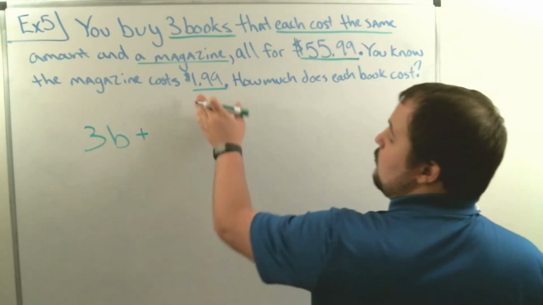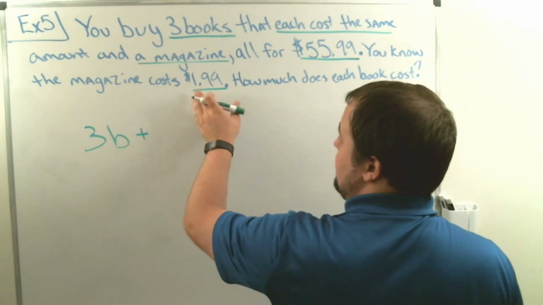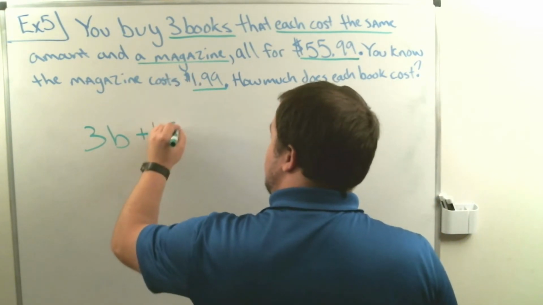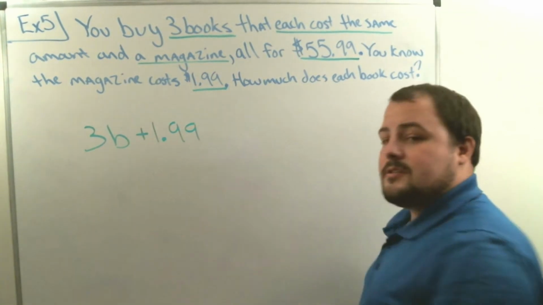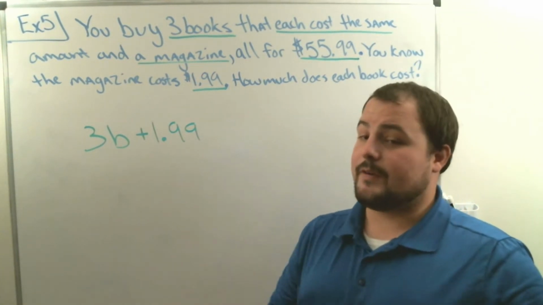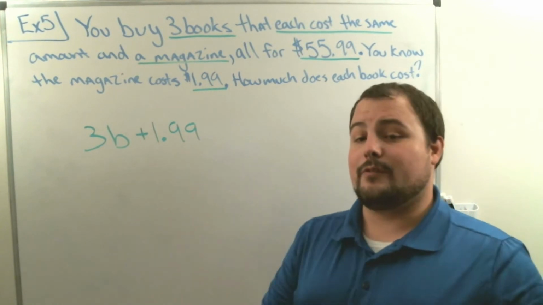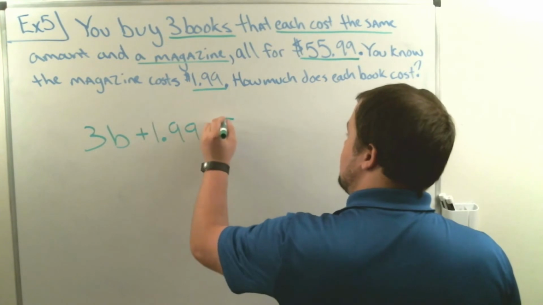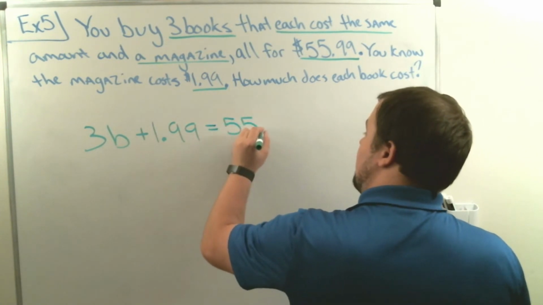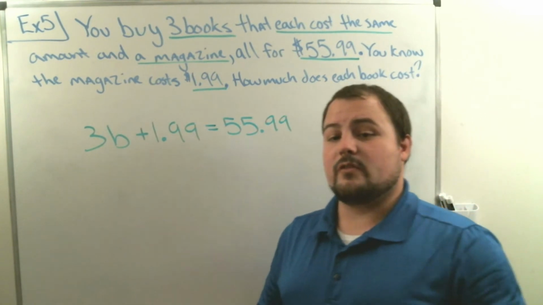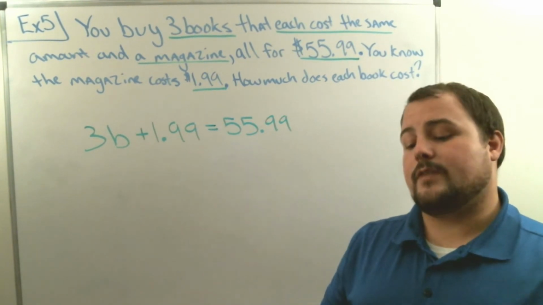Plus, we only got 1 magazine, so there's no point in putting $1.99 a magazine. We could just put plus $1.99. Since they only got 1 magazine, we could take 1 times $1.99 and figure out that they paid $1.99 for the magazines. We also know their total. Their total is $55.99.